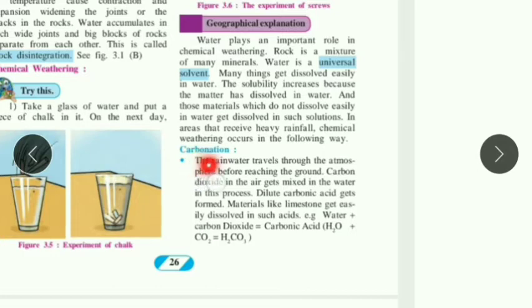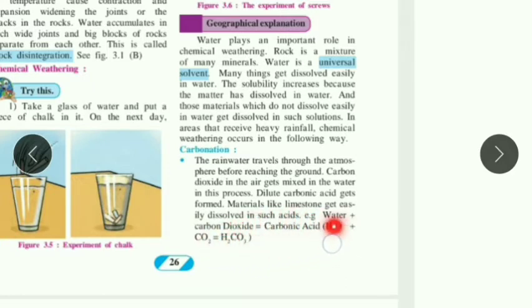The rainwater travels through the atmosphere before reaching the ground. Carbon dioxide in the air gets mixed into the water in this process, and dilute carbonic acid is formed. And materials like limestone, when they come in contact with such acidic water, get dissolved.